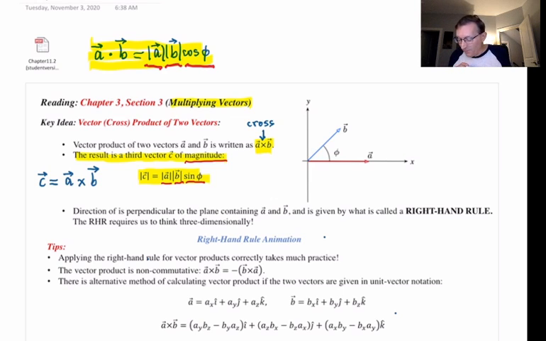First, let me give you a word of warning. You see how I've drawn that angle phi between A and B when they're drawn with a common tail? That's how you should find phi. Do not, warning, do not take that big angle between A and B, 360 minus phi. That will not give you the correct answer for magnitude C. So be wary of that. Phi's got to be the smaller of the two possible angles between A and B.